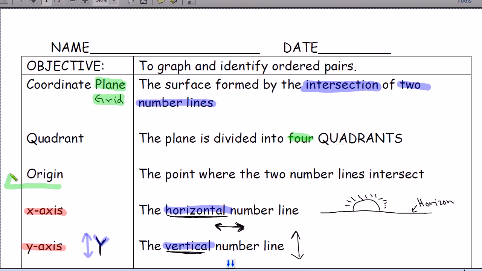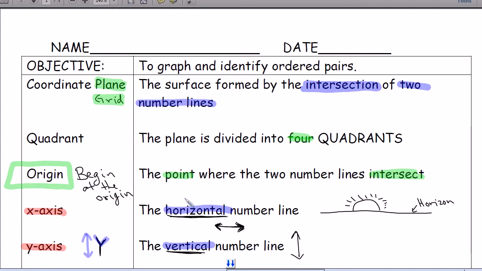And now here's the main thing. Here's what I want you to understand. The origin is the point where the two number lines intersect. Okay, that's the point where the two number lines meet. That's where we are always going to begin from. Okay, always begin at the origin. That's where everything starts. Okay, that's at the beginning.